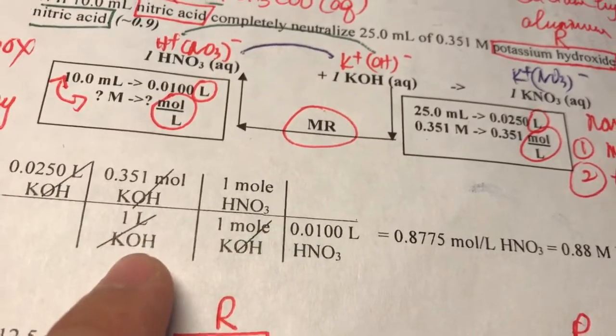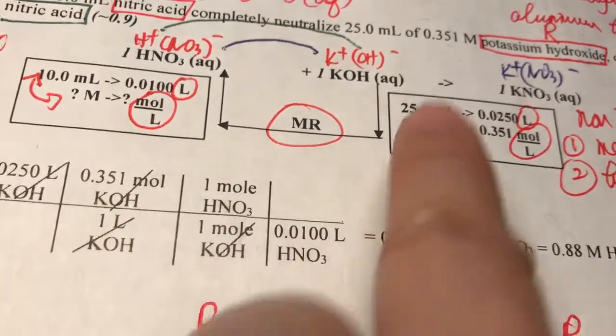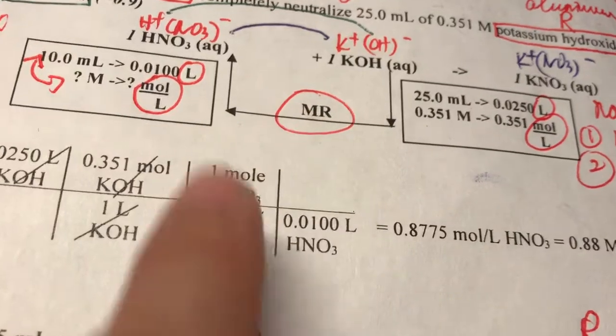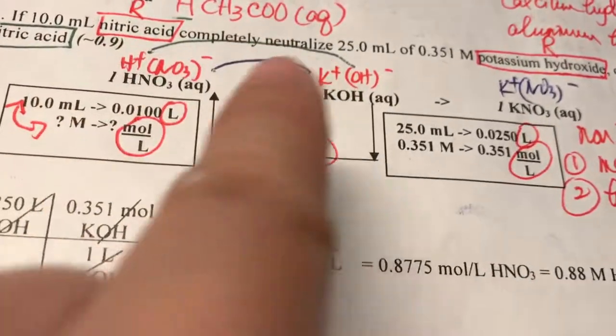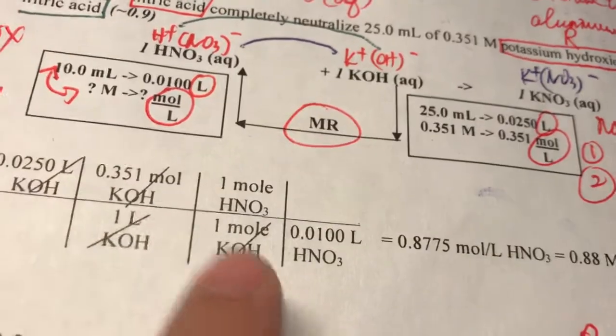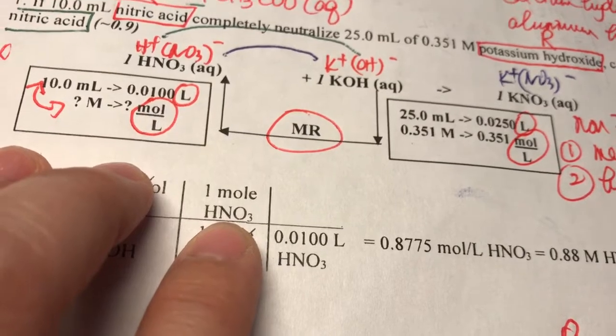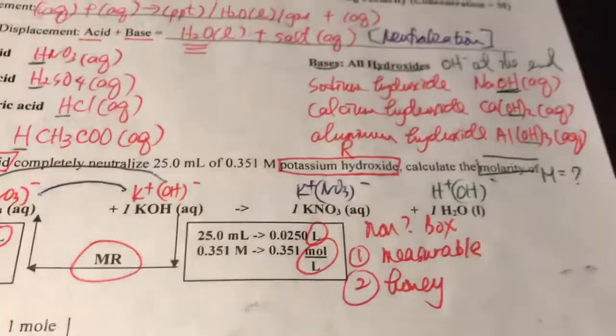So 1 L KOH on the bottom, 0.351 mole KOH on the top, and then I follow the MR, which is the molar ratio, a 1-to-1 ratio. Again, KOH must be on the bottom because I need to cancel. Now, if you follow this through, you should have mole HNO3 left over. Now, I'm looking for molarity.